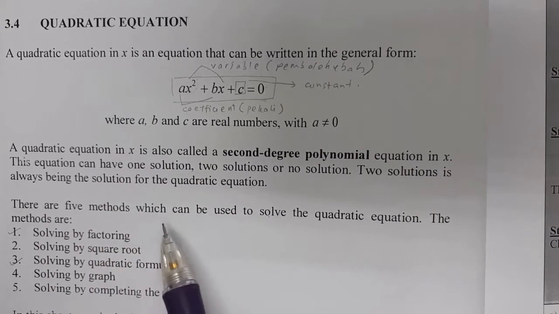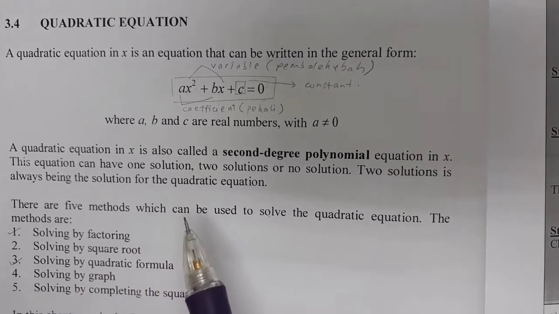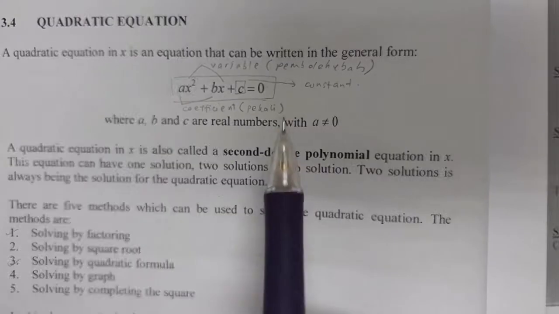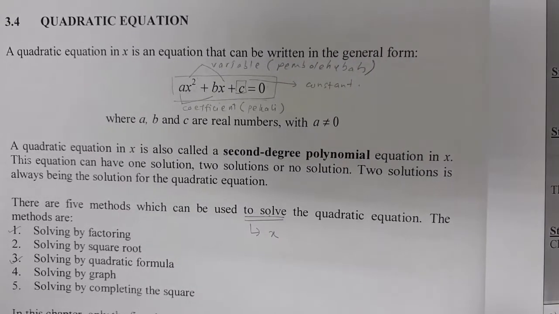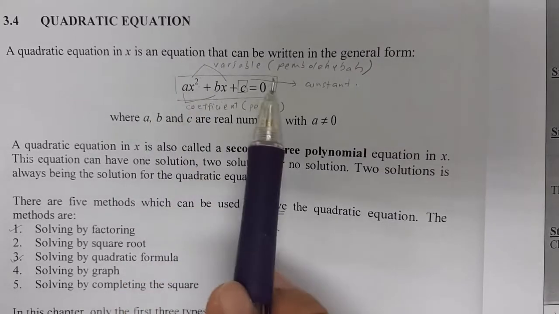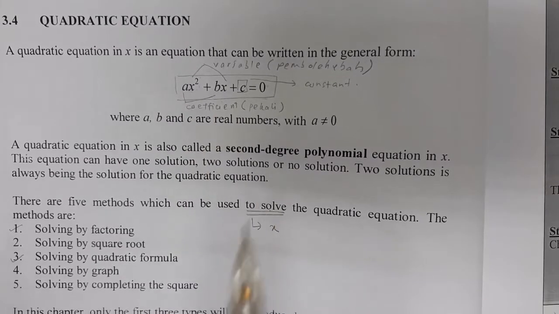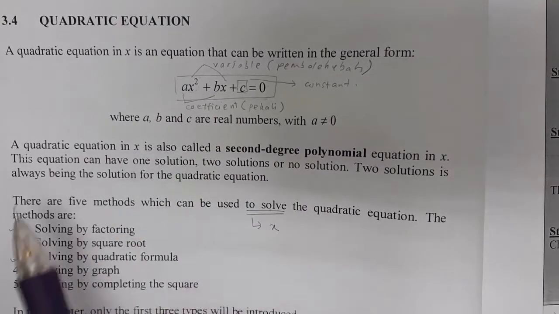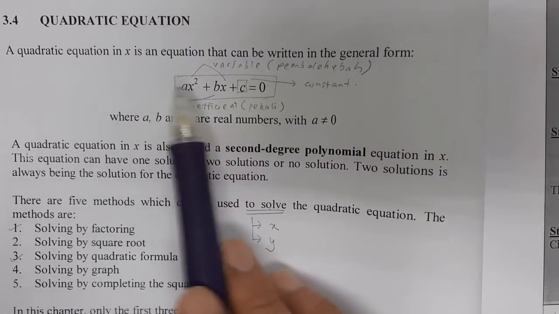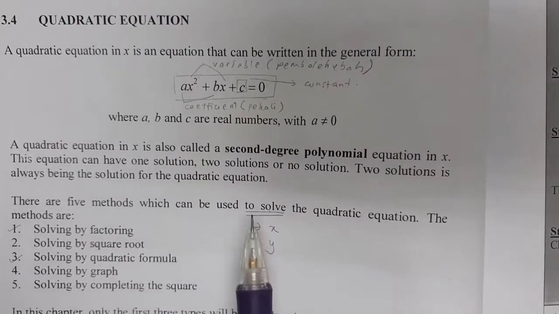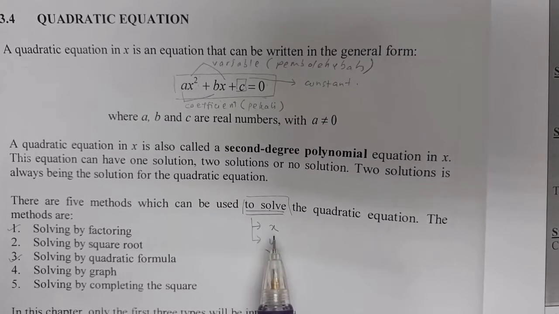There are 5 methods which can be used to solve the quadratic equation. So generally ada 5 cara untuk kita selesaikan quadratic equation. Bila kata nak selesaikan, apa yang kita nak cari? Kita nak cari nilai X. Tetapi, kalaulah equation awak ni dalam Y. Contoh tadi, AY square plus BY plus C. Dan awak nak selesaikan persamaan kuadratik, apa yang awak nak selesaikan? Maksudnya, awak nak cari nilai Y. So, in this case, because our equation is in term of X, when we say we want to solve the quadratic equation, meaning that we want to find the values of X.